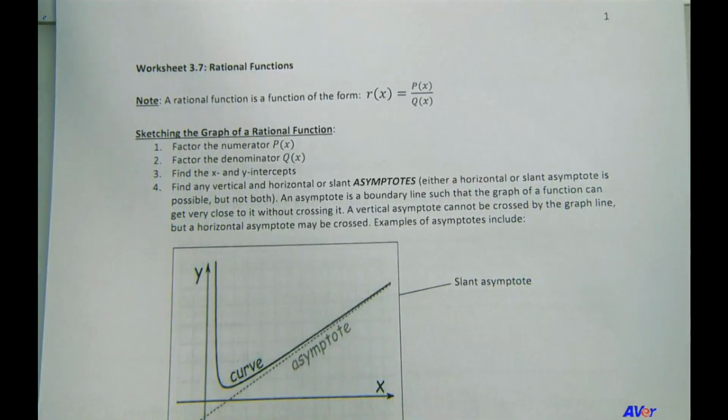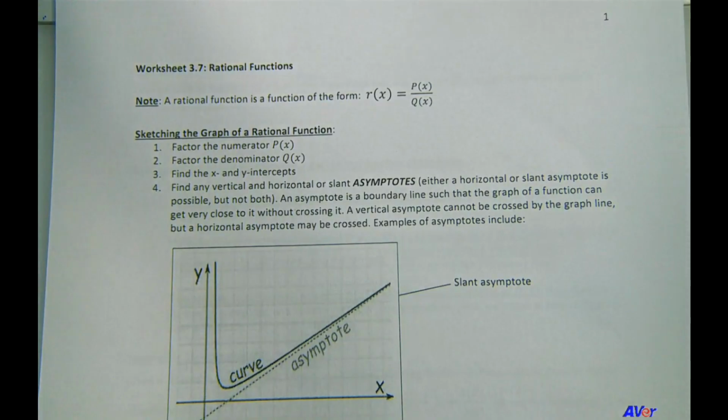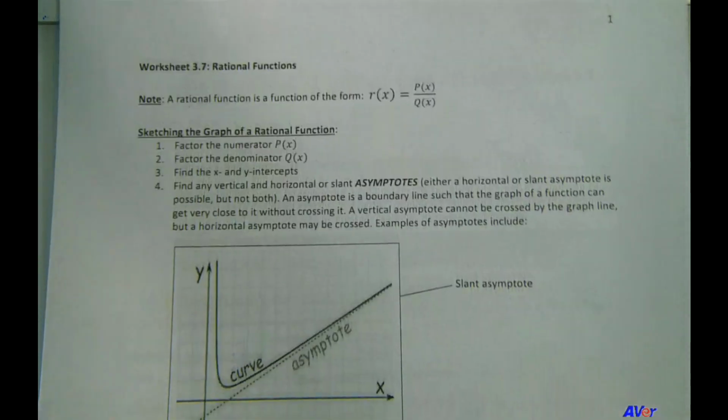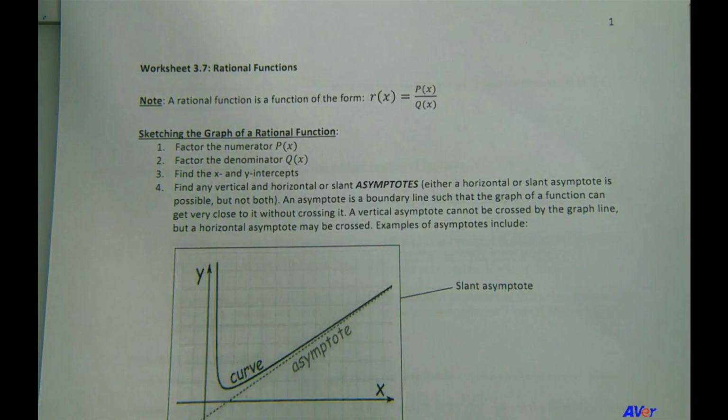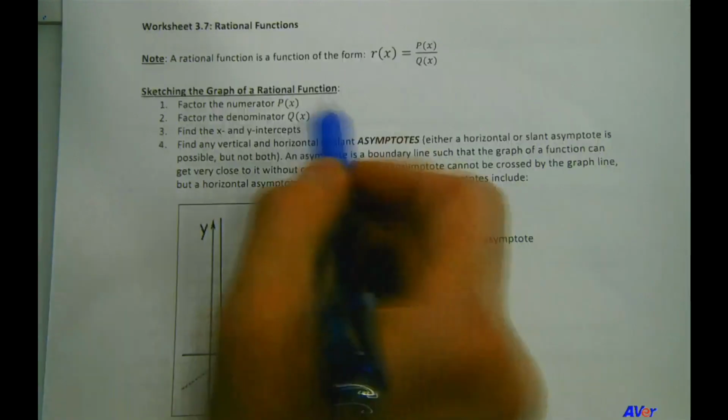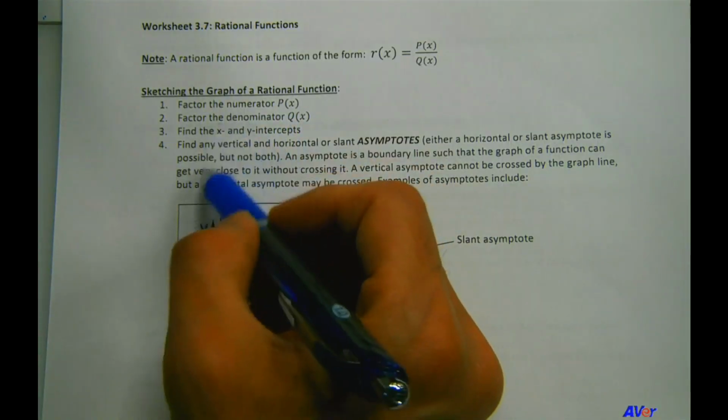The main topic in this section is graphing these rational functions, which involves a lot of things. It involves finding any potential asymptotes, vertical, horizontal, or slant asymptotes. It involves finding the x and y intercepts, and finally graphing these rational expressions or functions. So just the graphing of these rational functions involves quite a bit.